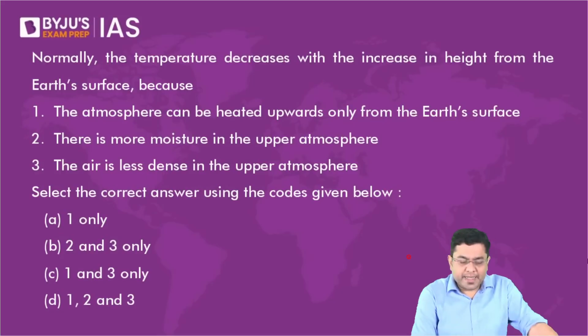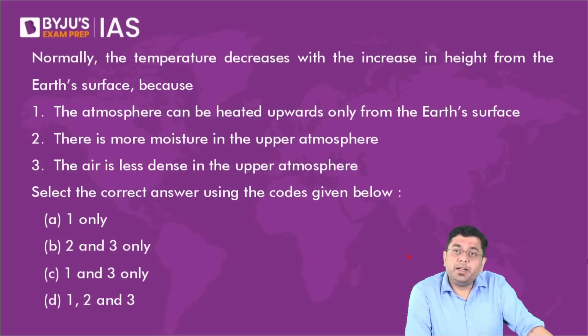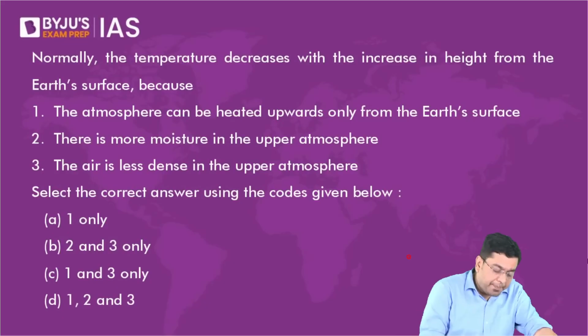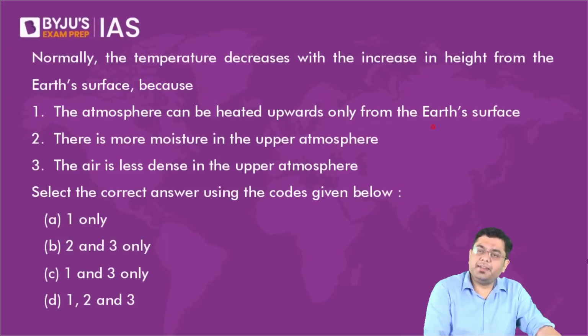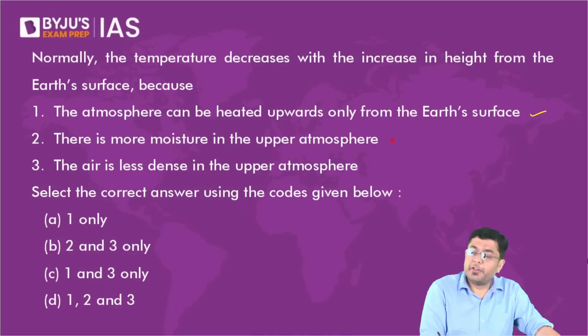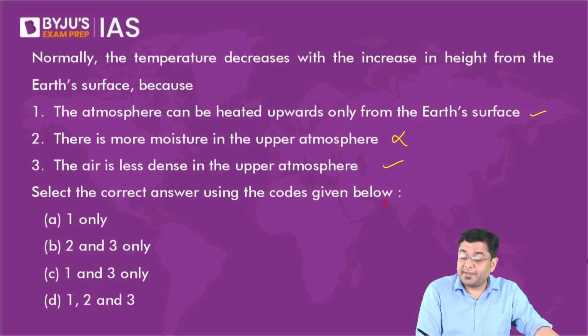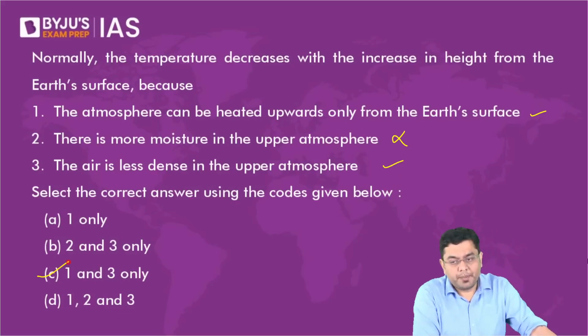Okay. Now let us take a look at the prelims questions or the PYQs. Normally, the temperature decreases with the increase in height from the Earth's surface because: the atmosphere can be heated upwards only from the Earth's surface; there is more moisture in the upper atmosphere; the air is less dense in the upper atmosphere. What is the answer for this? That normally the temperature decreases with height is correct. The atmosphere is heated significantly from the Earth's surface. There is more moisture in the upper atmosphere: this is incorrect. And the air is less dense in the upper atmosphere, that means there is less retention of heat. So the correct answer here will be C.